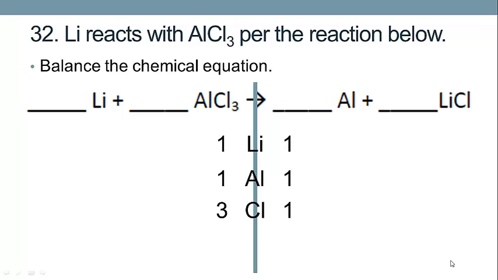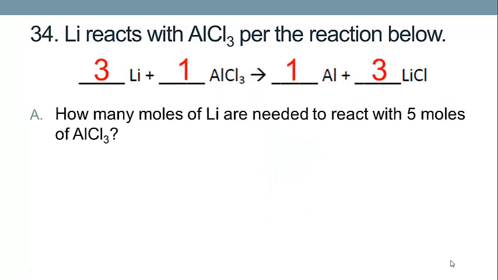And if I count, I see that I have 3 chlorines on my reactant side and only 1 on my product side. So if I put a 3 in front of lithium chloride, that's going to fix my chloride, but now I've got 3 lithium and it's unbalanced again. So if I put a 3 in front of lithium, that will balance out my equation. So now that I have my balanced equation, I can do stoichiometry.